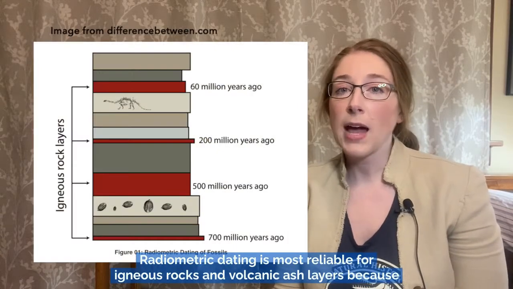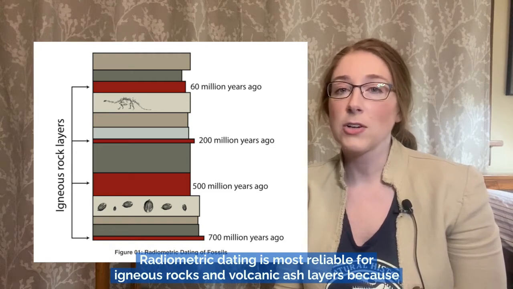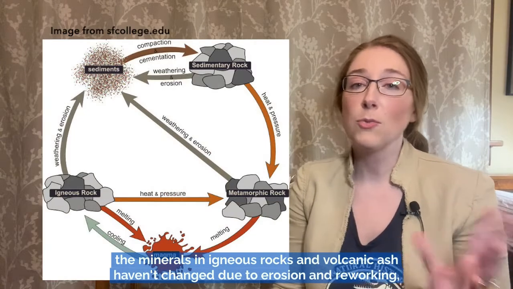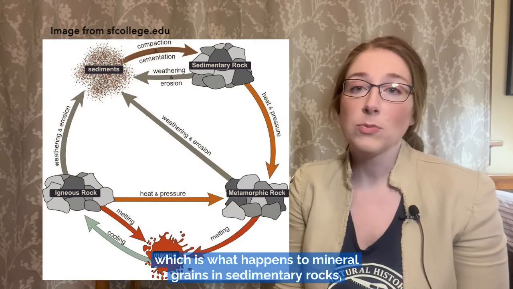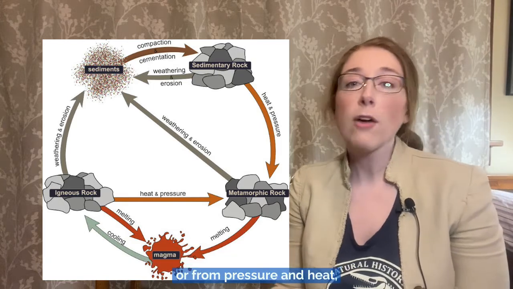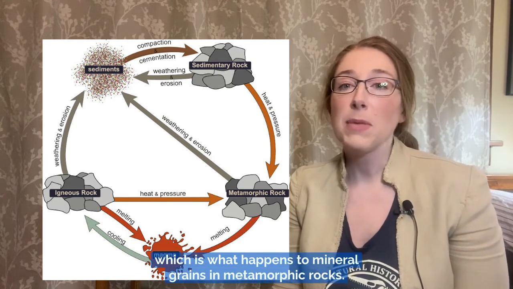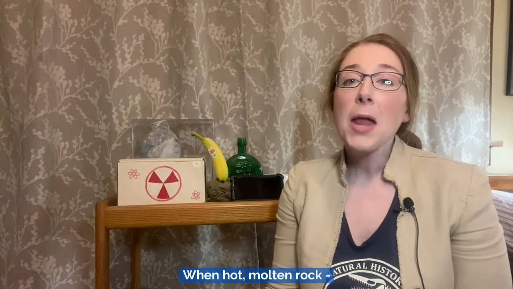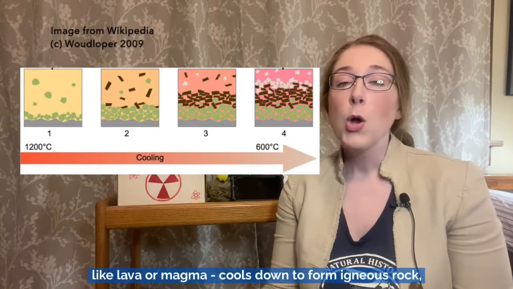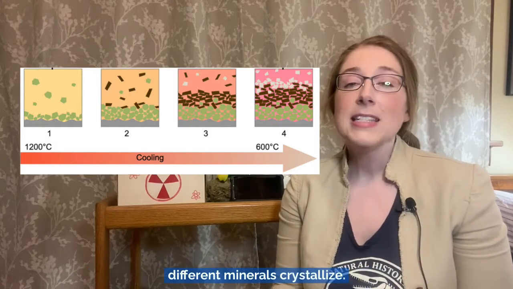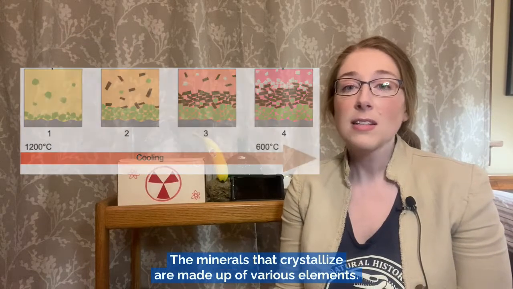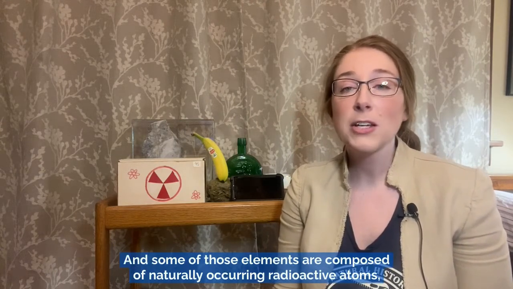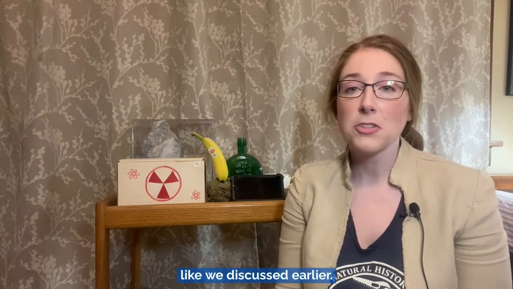Radiometric dating is most reliable for igneous rocks and volcanic ash layers because the minerals in igneous rocks and volcanic ash haven't changed due to erosion and reworking, which is what happens to mineral grains in sedimentary rocks, or from pressure and heat, which is what happens to mineral grains in metamorphic rocks. Remember the rock cycle? When hot molten rock, like lava or magma, cools down to form igneous rock, different minerals crystallize. The minerals that crystallize are made up of various elements, and some of those elements are composed of naturally occurring radioactive atoms, like we discussed earlier.